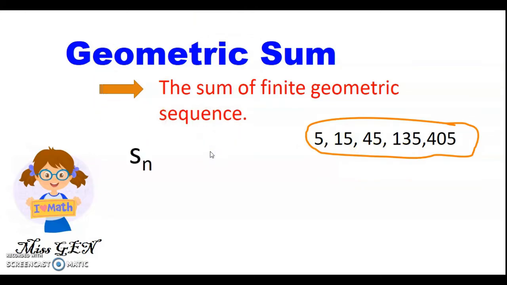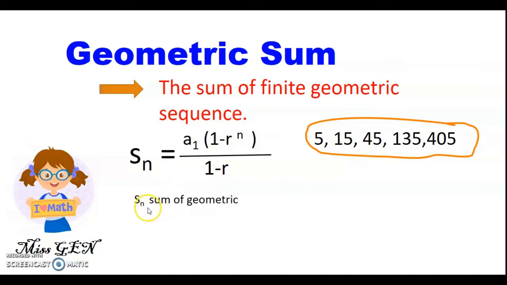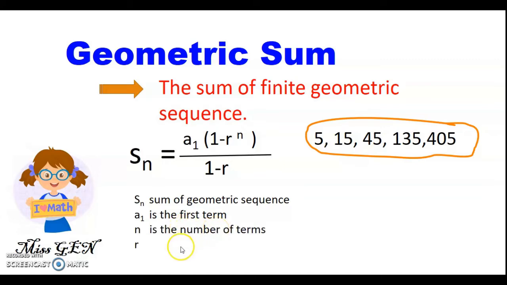Let's use the formula S sub n equals a sub 1 times 1 minus r raised to the power of n, over 1 minus r, where S sub n is the sum of the geometric sequence, a sub 1 is the first term, n is the number of terms, and r is the common ratio.